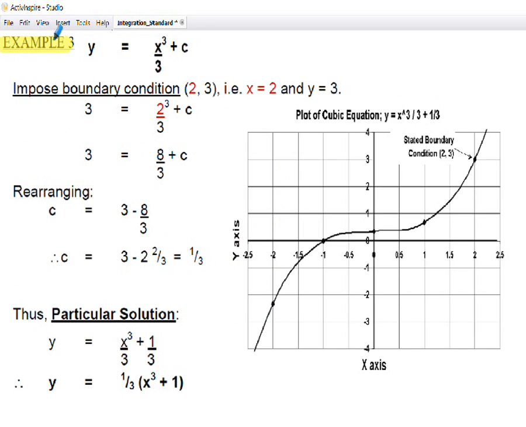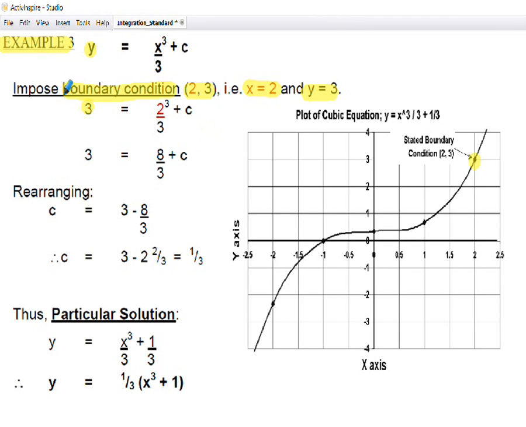Okay, example 3 here, I've just repeated the general solution, y equals x cubed upon 3 plus c, for convenience. What we're going to do now is try and find the particular solution, and to do that we need the boundary condition given in the question. In the question it says that x is equal to 2 and y is equal to 3, sometimes written as (2, 3) in brackets, and that relates to a point on the curve we're trying to find. So all we do now is put the value of x and y into the general solution.